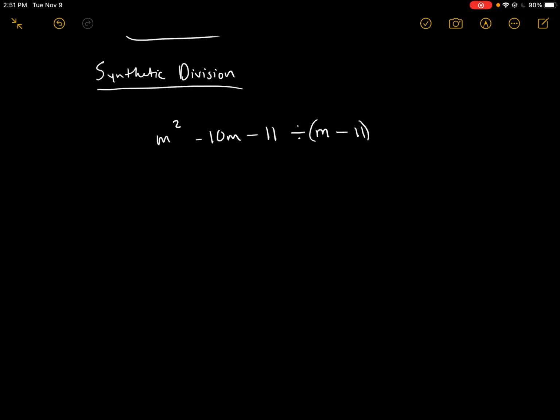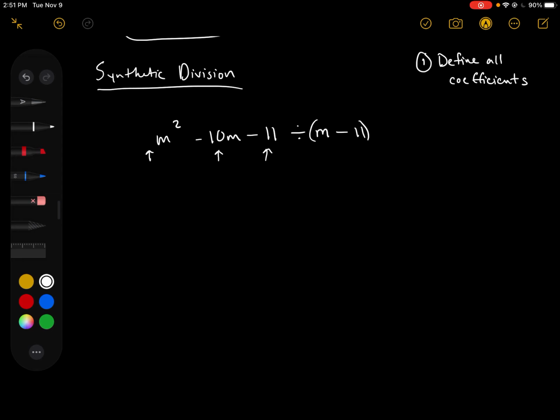Okay, so some steps for synthetic division. First, we want to define all of our coefficients. So what that means is all of the numbers in front of our variables, we want to make sure we have those defined. So what's missing here is there's nothing in front of m squared, but we know that that's just an invisible one that's hiding. So we've defined all of our coefficients, so now we write them.